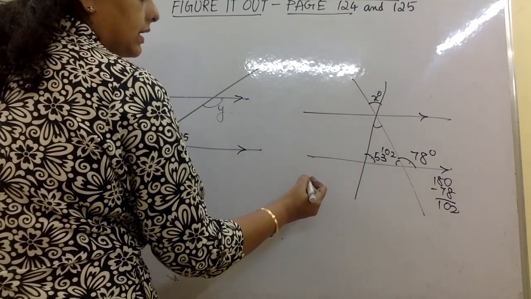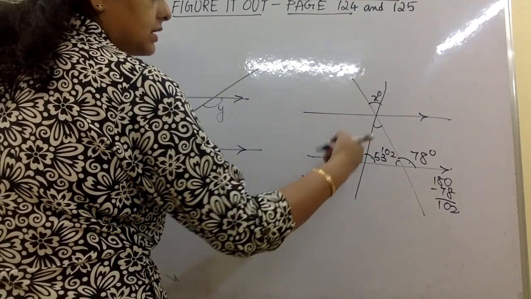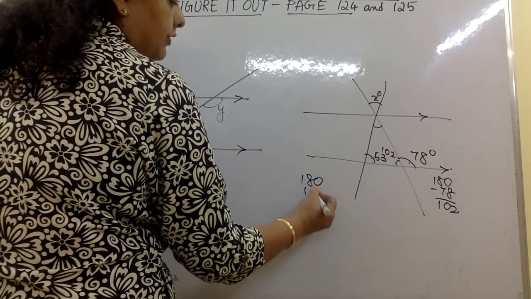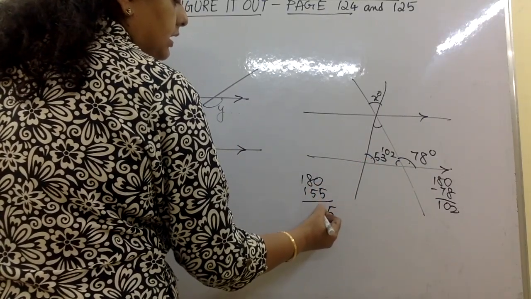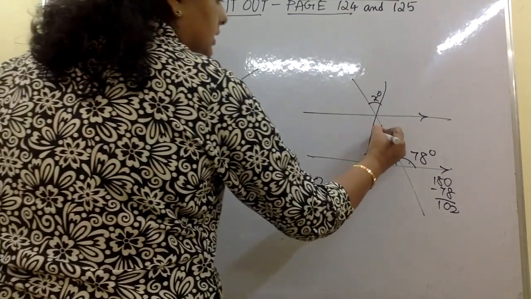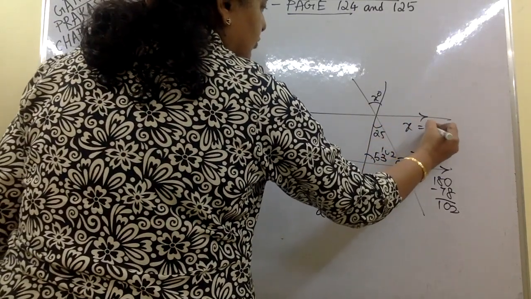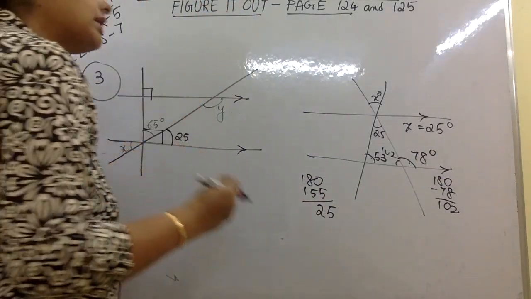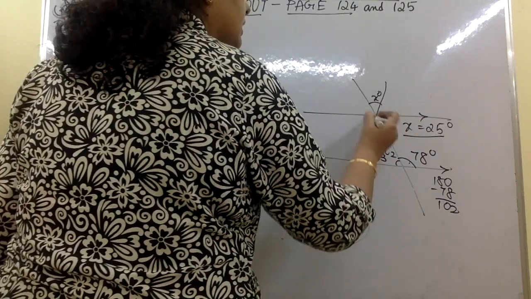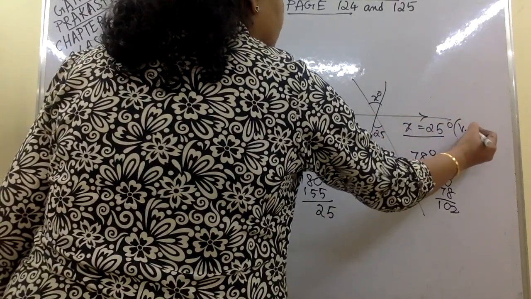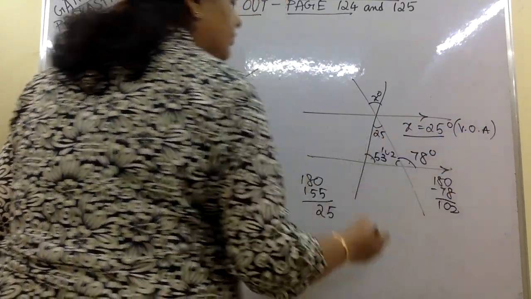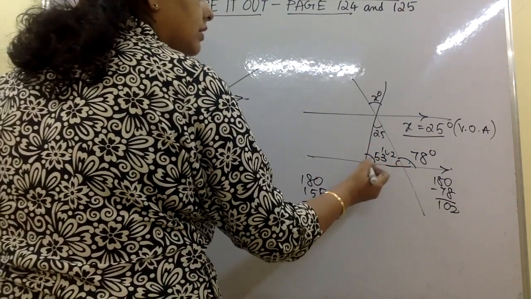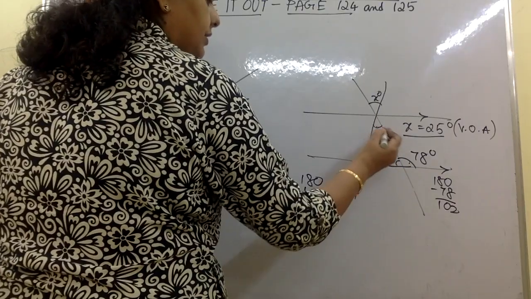So here this angle is 180 minus 155, right? Because if I add it, 155, which is 5, this is 25. This is 25. X is equal to 25 degrees. So X is equal to 25 degrees is my answer. Why? VOA, so vertically opposite angle. First we found this by linear pair. Second, we got this angle by triangle sum property.